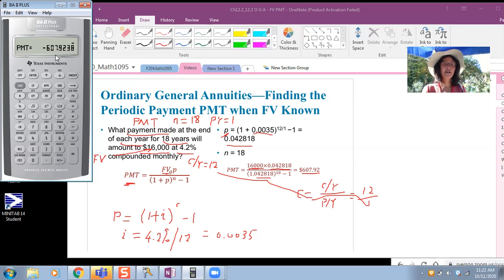And you get $607.92. You get a negative because this is the payment you make, the money out of your pocket, and you have to interpret it correctly. Okay. All right. So in this example, I use both formula and calculator to compute payment for ordinary general annuities.